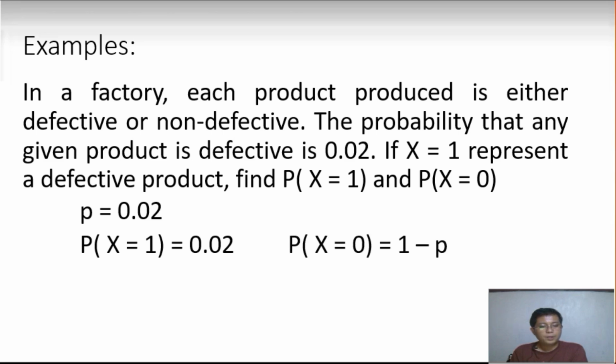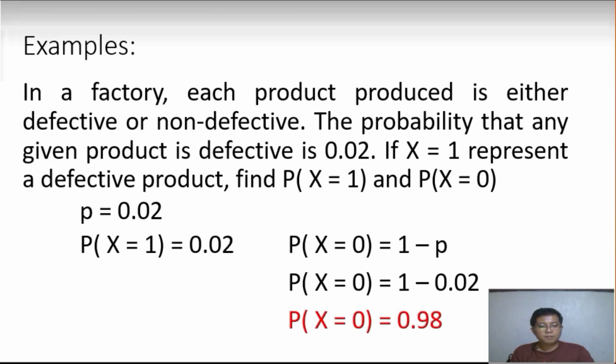And now, let's get the probability of X equals 0 or non-defective. We will use the formula 1 minus P. Since P is already given, which is 0.02, we just substitute that in our formula. The probability of X equals 0 is now equal to 1 minus 0.02. Simplifying this, the probability of X equals 0 will be 0.98.